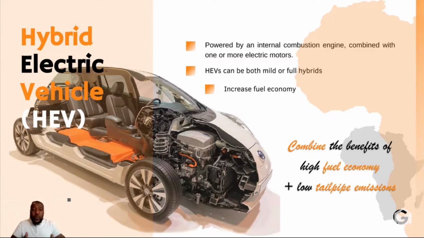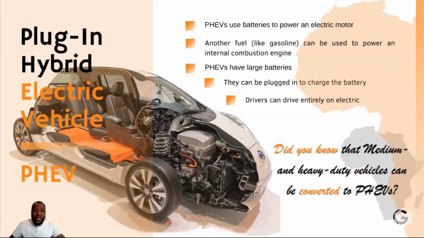So the hybrid is where the costs are really kept at a minimum. It increases fuel economy, as you can see, and it says here, HEVs can be both mild or full hybrids, right? So that's the first one. We've got the HEVs. Then the second type of electric vehicle is the plug-in hybrid vehicles.